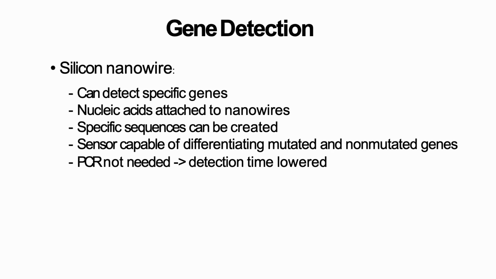So you see they are again very small tools. These are again nano tools that we are using. Now after having created the specific sequences of the nucleic acids, we can attach them to the nanowire, and then we will be able to use it. So we have a sensor capable of differentiating mutated and non-mutated genes. In this case, we don't need PCR, and of course this is going to take less time. So again, here we can use this in the labs as well.